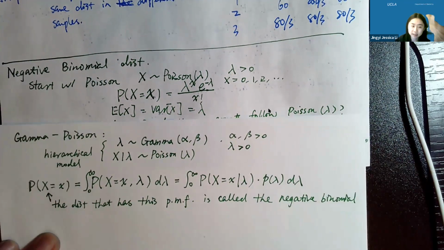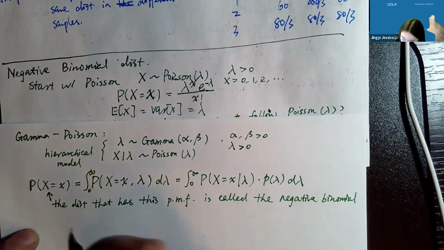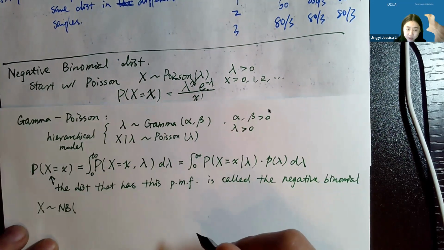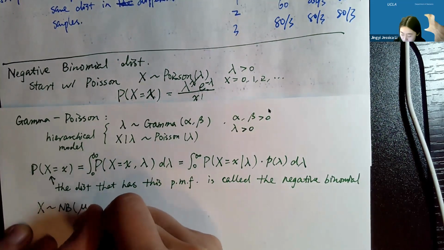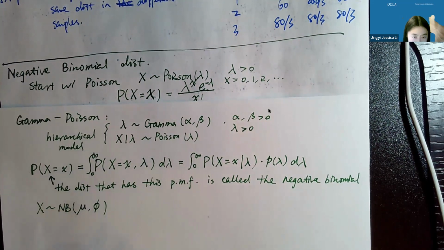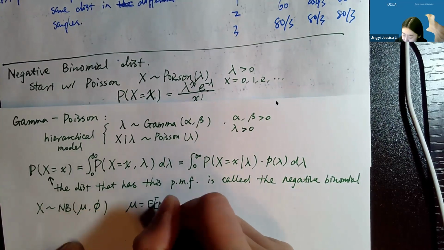Okay, so this is the definition of the negative binomial. It can be defined as the Poisson gamma hierarchical model. And one thing we want to say is that the negative binomial distribution is specified with two parameters. So we say that x follows NB with two parameters, one called mu, one called phi. Okay, this is the most common specification. So what it actually does is that mu is defined as the expectation.